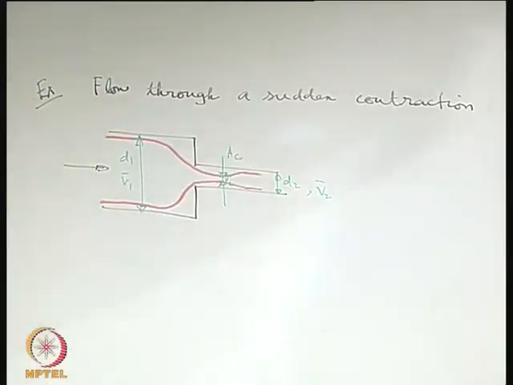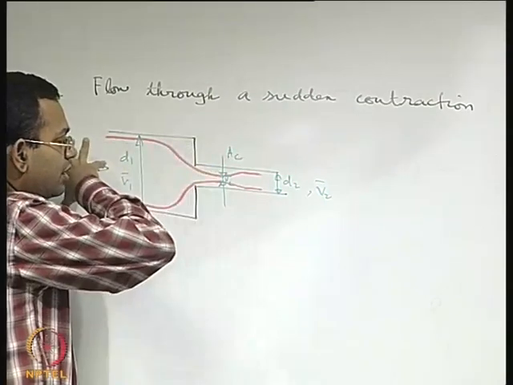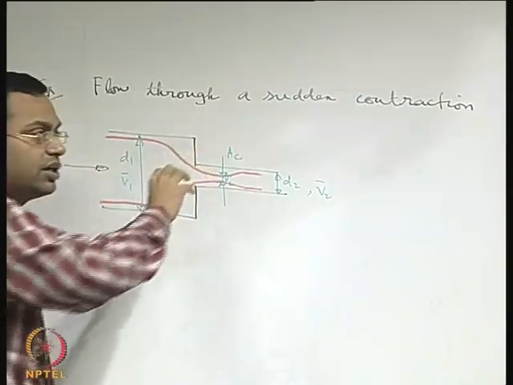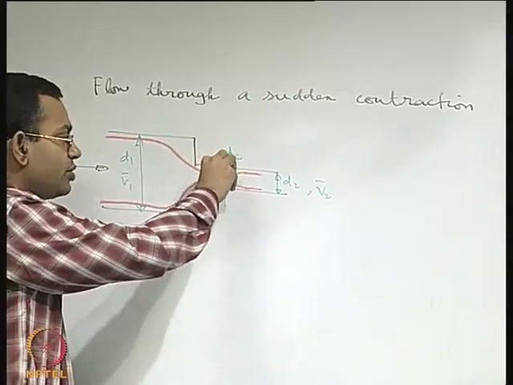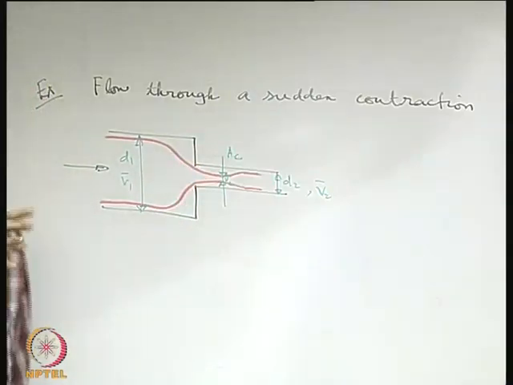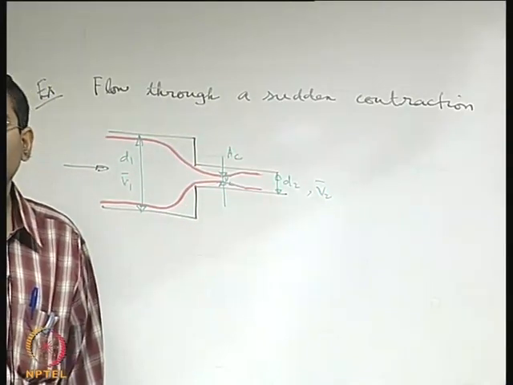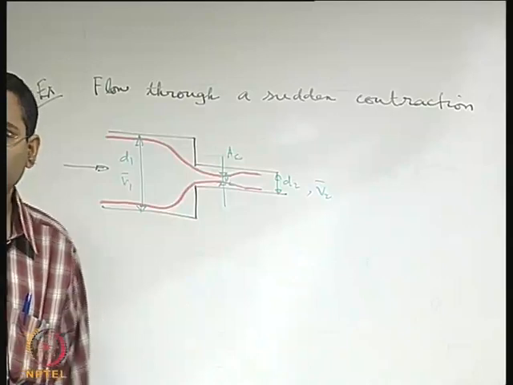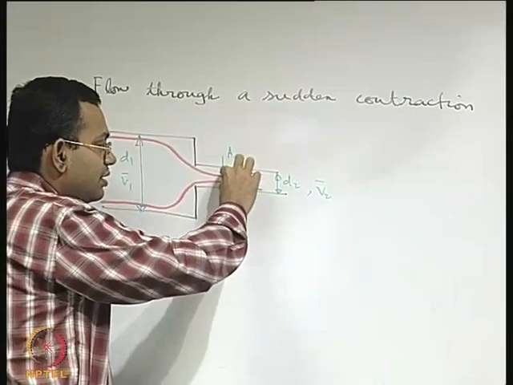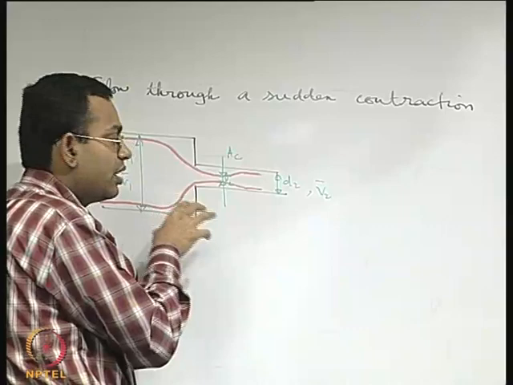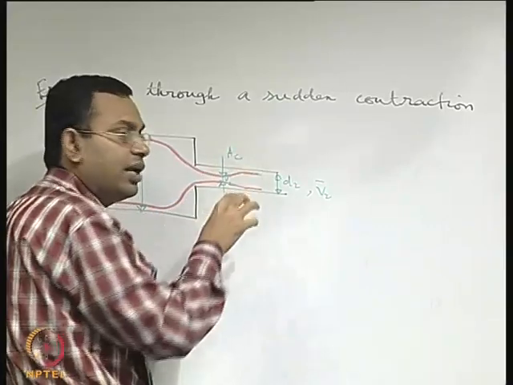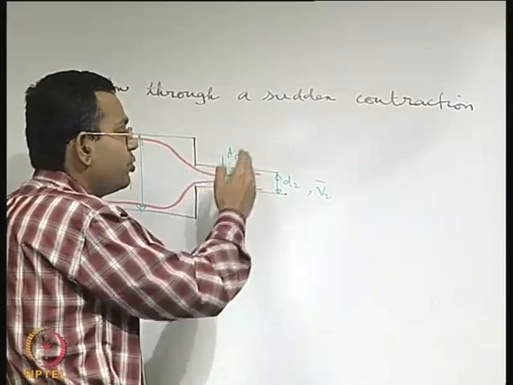Now, interestingly, we may observe one thing: when you have this type of flow, in the first part the streamlines are converging. That means when it is converging, the area is reducing and the velocity is increasing. So it is a sort of accelerating flow, as if there is a favorable pressure gradient accelerating the flow. Beyond the vena contracta, it is expanding and the situation gets completely reversed, as if it is flow through an expansion.